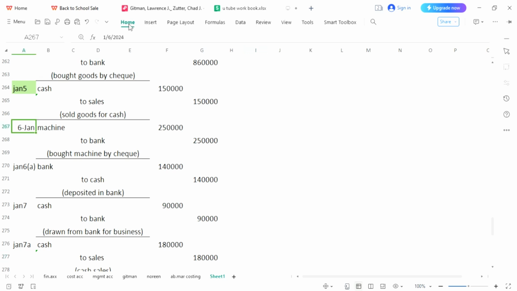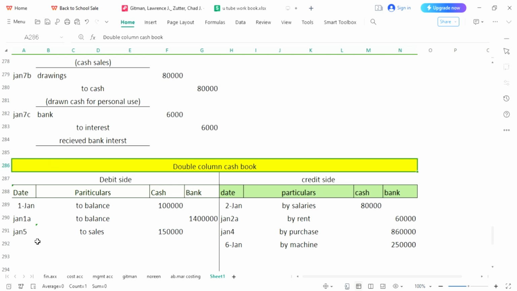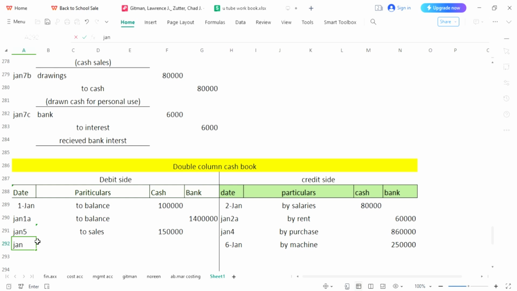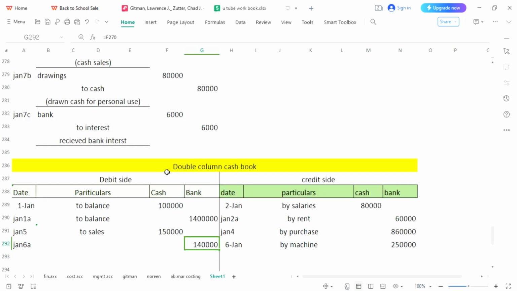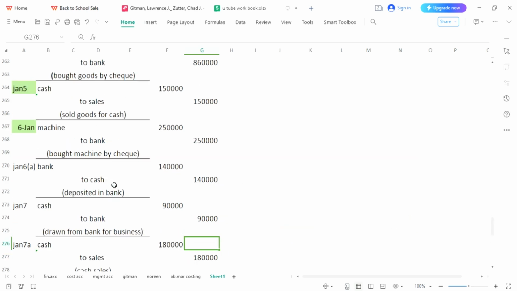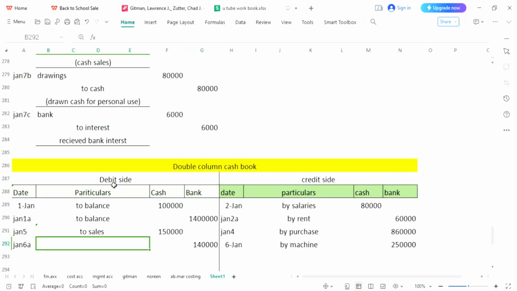We are simply doing this: if bank or cash is debit, post on debit side of ledger. If bank is present on credit side, post on credit side. Same sides we will choose. Now next entry, as you can see, is January 6A, where bank is debited. Since bank is debited, let's see how much amount. January 6A, bank is debited by 140,000. So you will write 140,000 over here. And now what is written on the opposite side? To cash. So just post to cash over here.